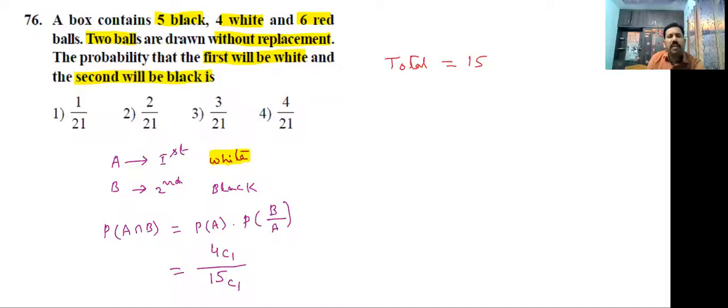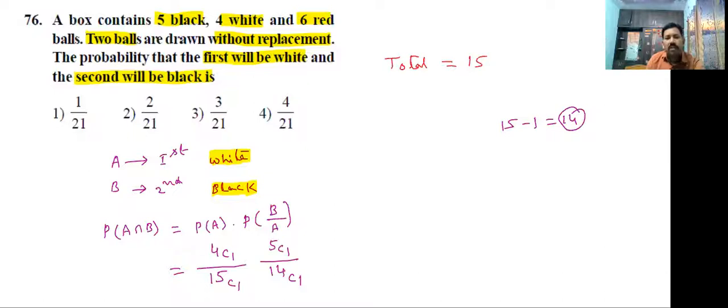So here, without replacement is given. Out of 15, draw one ball. Now there are only 14 because it is without replacement. Out of 14, select one. The second draw should be which color? Black. How many black are there? 5. In the second draw, there is no change in black color.